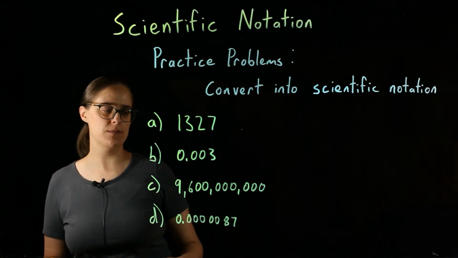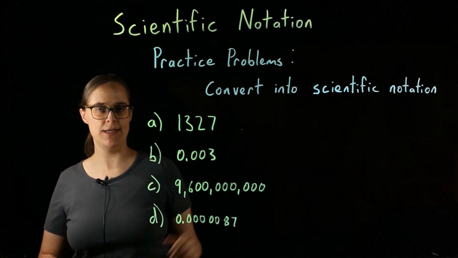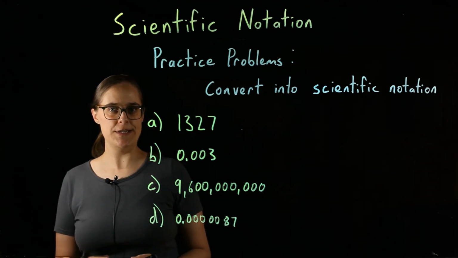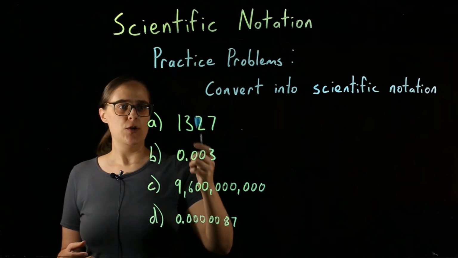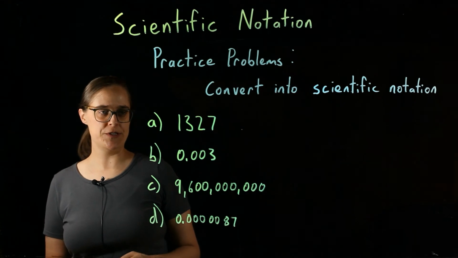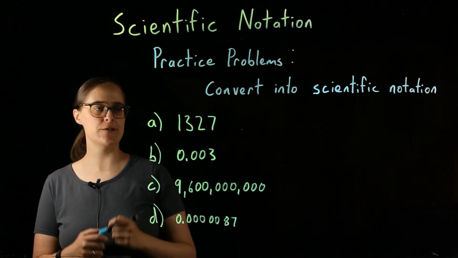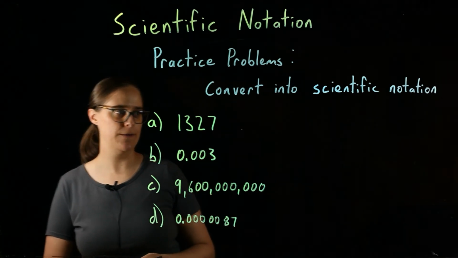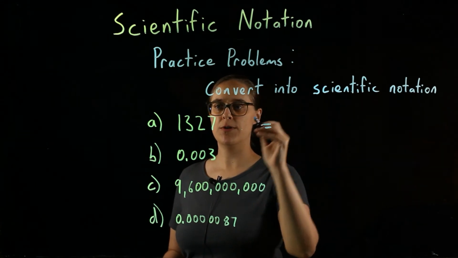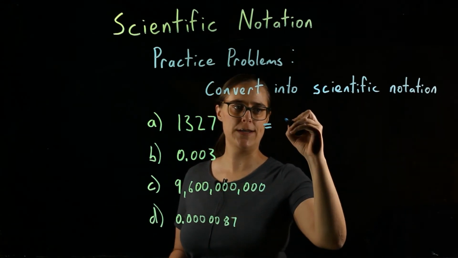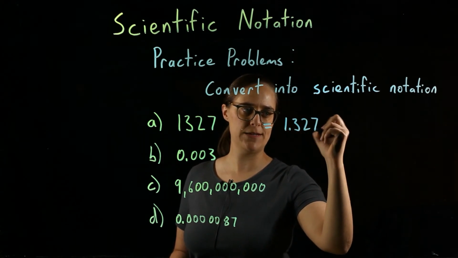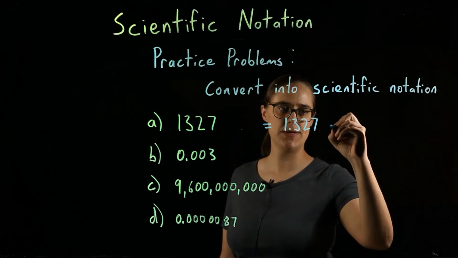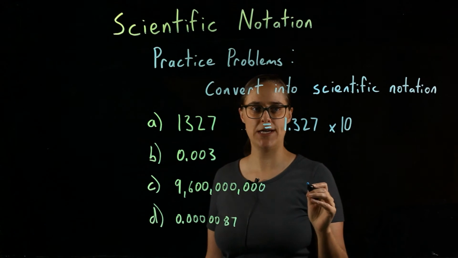Now let's do some practice problems where we have numbers in decimal format and we want to convert them into scientific notation. So for all of these, we are going to need to figure out what our coefficient is. You want your decimal point in the coefficient to be immediately after the first non-zero number. So for problem A, 1,327. For your coefficient, put the decimal point immediately after the 1, 1.327. We then need to figure out what power of 10 we would need to multiply this by. So times 10 to some power.